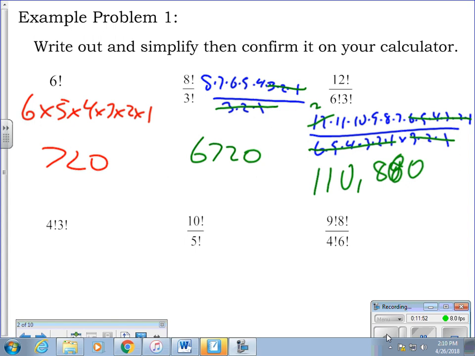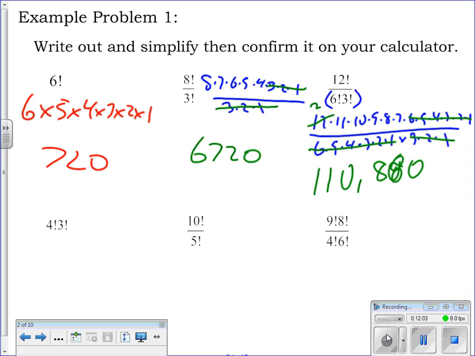You can. You have a couple of choices. When you're doing this on your calculator, if you want to, you can put parentheses around those two and multiply those two. But if you do that, you need to put parentheses around them. And then multiply that times 3 factorial is what we'll do if you don't put parentheses around the denominator.